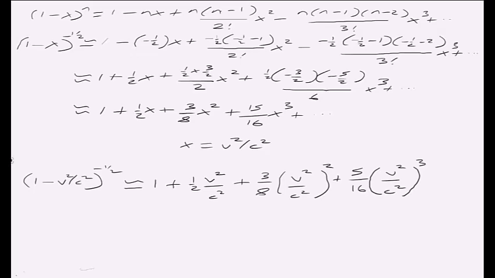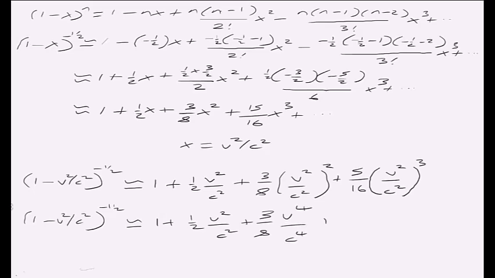Which is then (1 - v²/c²)^(-1/2) is approximately equal to 1 + 1/2 v²/c² + 3/8 v⁴/c⁴ + 5/16 v⁶/c⁶.